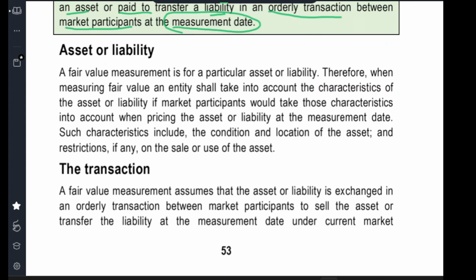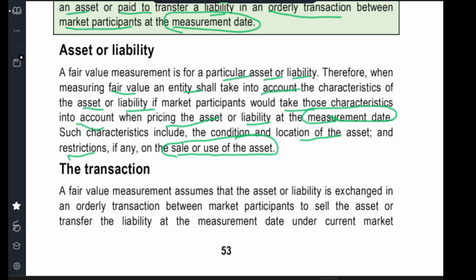Assets and liabilities: the fair value measurement is for a particular asset or particular liability. Therefore, when measuring fair value, an entity shall take into account the characteristics of the asset or liability, if market participants would take those characteristics into account, and the price is measured at the measurement date. Such characteristics include the condition and location of the asset and restrictions, if any, on the sale or usage of the asset. So the asset and liability is a particular asset and liability.